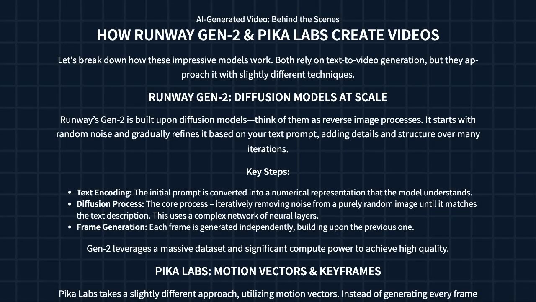Okay, let's dive into how AI can now create video. Models like Runway Gen-2 and Pika Labs are really pushing the boundaries of what's possible. Runway uses a technique called diffusion. It starts with pure noise and slowly builds up an image based on your text description frame by frame. It's like watching a picture gradually come to life. Pika Labs is a bit different. It focuses on generating just a few keyframes, the most important moments in the video, and then uses motion vectors to smoothly fill in all the frames in between.